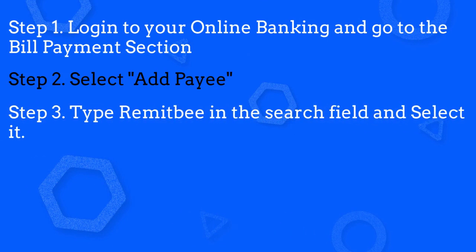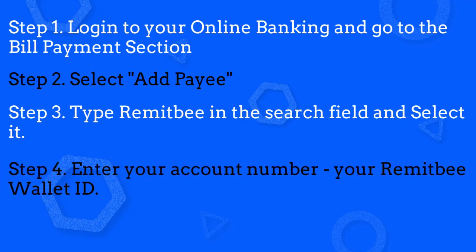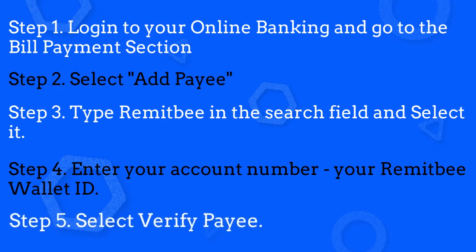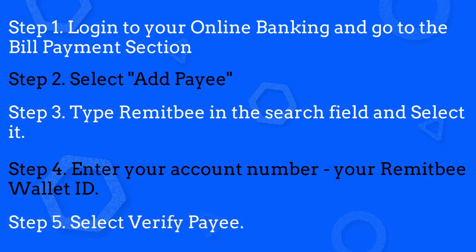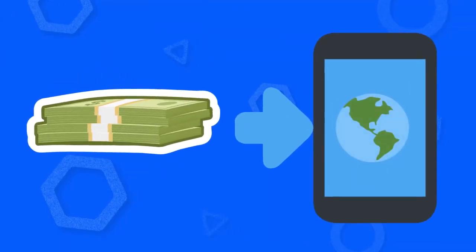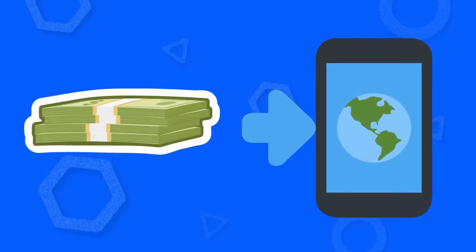Step 3. Type Remitbee in the search field and select it. Step 4. Enter your account number, your Remitbee account number. Step 5. Select Verify Payee. From here, you can choose to send your payment through the app by entering the payment amount and confirming transfer details.